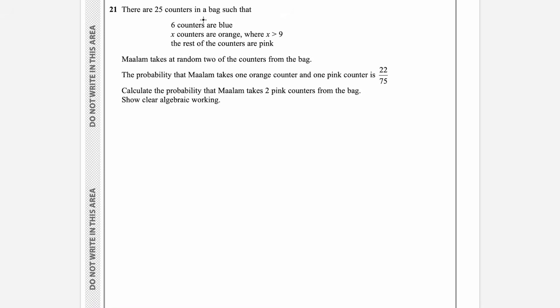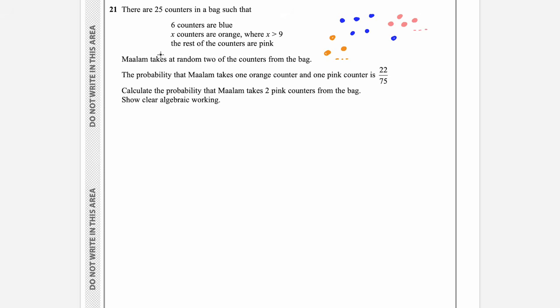Okay, question 21. 25 counters, 6 are blue, X are orange, the rest are pink. Okay, so we have a bag. I have 6 blue. Let's just write my 6 blue here, guys. I think this sometimes helps. 1, 2, 3, 4, 5, 6 blue. So many orange, not sure how many, because we don't know how many. And then pink. The rest are pink. Well, I don't know how many pink there are either. And my pink looks like an orange as well, which isn't ideal.